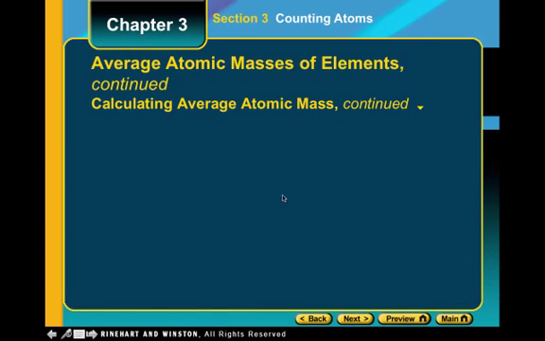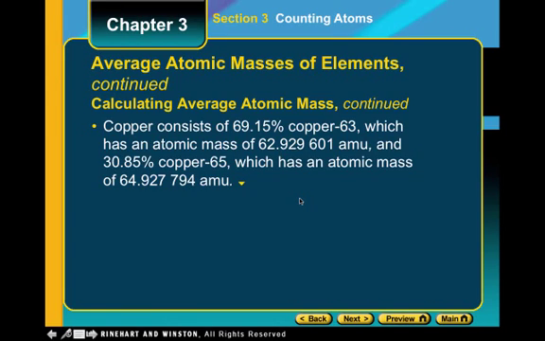So let's try this example. Copper. So in this problem, they give you the actual AMU mass. But if they wouldn't give you that, go ahead and use 63. That's close enough to the actual mass that we can use that. But since they give us the actual mass, let's use that. So what's the mass of the first isotope? 62.929. Times, what's its relative abundance?